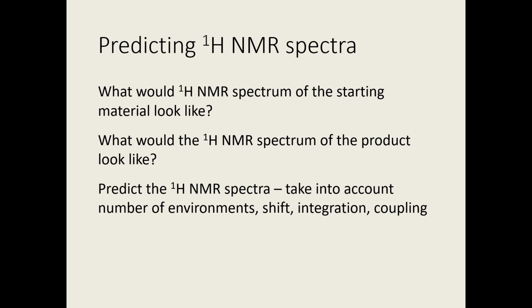We need to be able to predict what the NMR spectrum of the starting material would look like and what the spectrum of the product would look like. In this case, we're just going to look at proton NMR spectra. So how do we predict the proton NMR spectra of these two molecules? We need to take into account the number of proton environments, chemical shift, integration, and coupling.